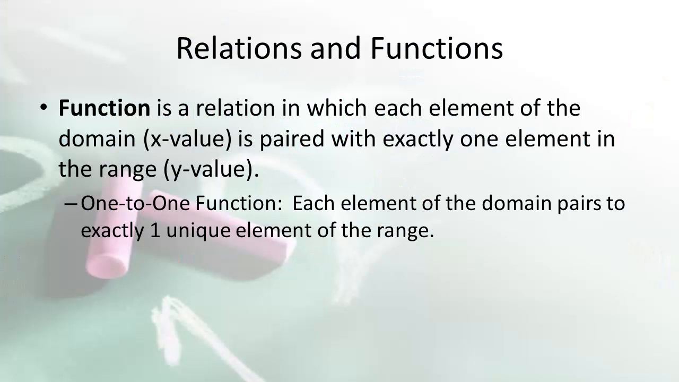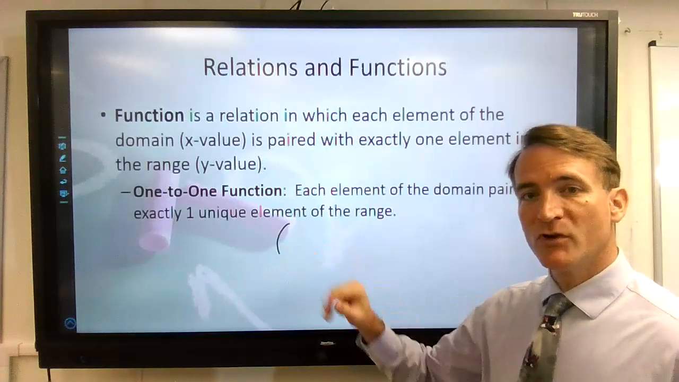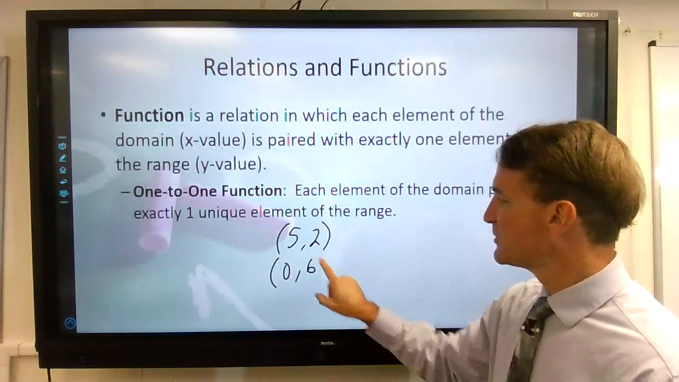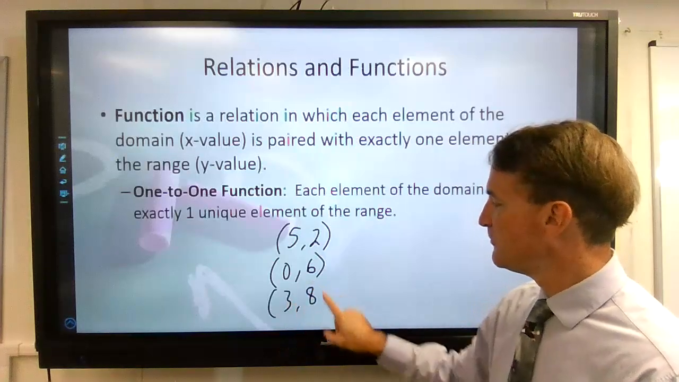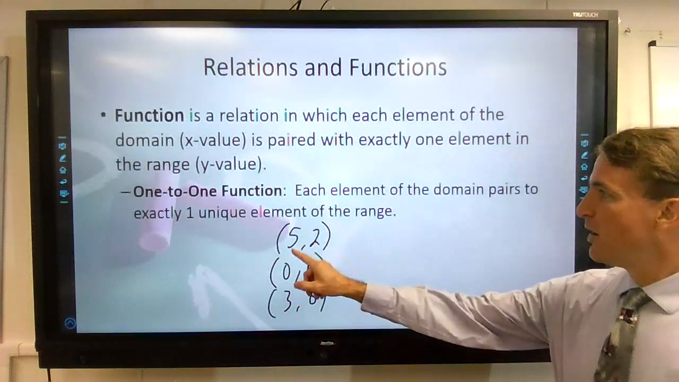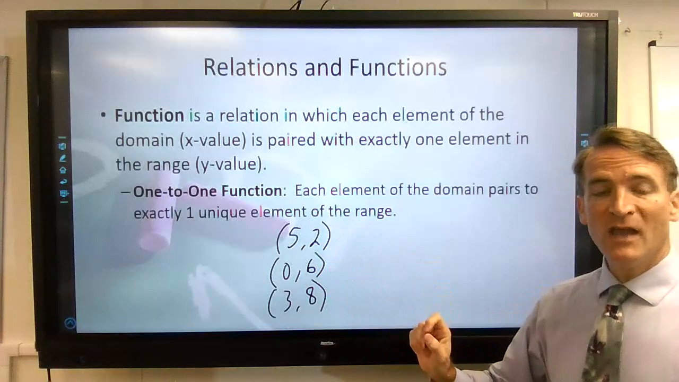So there are different types of functions. One type of function is called a one-to-one function, where each element of the domain pairs with one unique element in the range. Let me give you an example. What I had up here earlier, until I added that last point, was a one-to-one function. So if I have (5, 2), (0, 6), (3, 8), that is a one-to-one function because each element in my domain pairs with a unique value in my y.